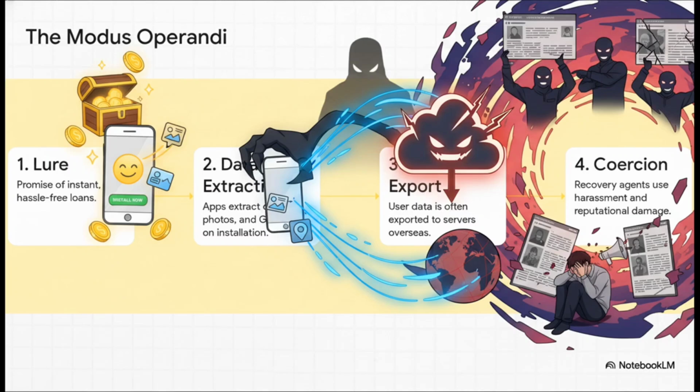This data is then often shot off to servers, maybe in North India or even overseas, way beyond the easy reach of local police. And then comes the final step. If there's even a small delay in repayment, they unleash these so-called recovery agents who use your own personal data to harass, blackmail, and just completely destroy your reputation.